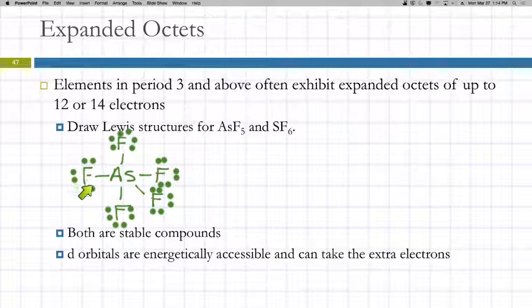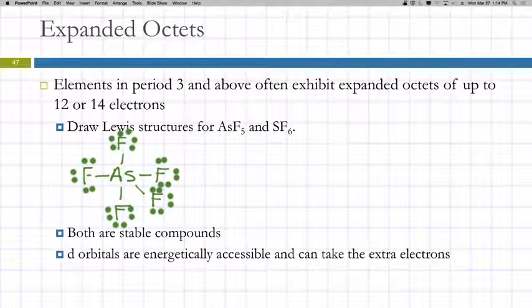What are the formal charges on these fluorine atoms? 0. Fluorine likes to have one bond, 3 lone pairs. So all of those are 0. What's the formal charge on this arsenic? 0. Can this be okay? Yes, it can. If we try to combine this some other way, we're going to get formal charges. We're going to have a problem. We're actually going to have an expanded octet no matter what, because there's just no way to arrange this with only 8 around. Does this molecule exist? Yes, it does. It's a stable compound.